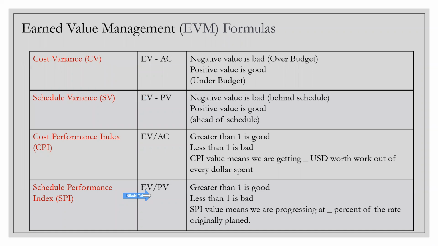If greater than 1, good, less than 1, bad. SPI value means we are progressing at this percent of the rate originally planned. Okay, so as a program manager, your focus should be only on the programs where the CPI or the SPI values are below 1. If it is 1, which is as per plan, that is good. If it is more than 1, then it is better. But if it is below 1, that's the point where you should be focusing on why it is going behind schedule, what can be done to bring it back on schedule, or why it is spending more than we thought of, or earning less than what we are spending. And then you have to think about how to manage the budget or the cost there.